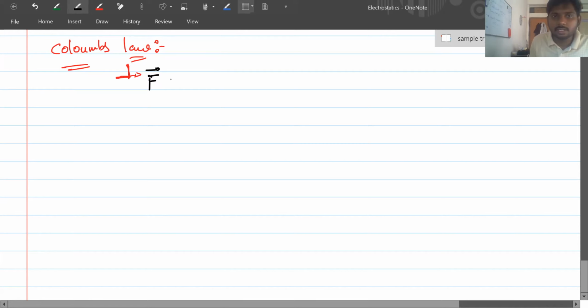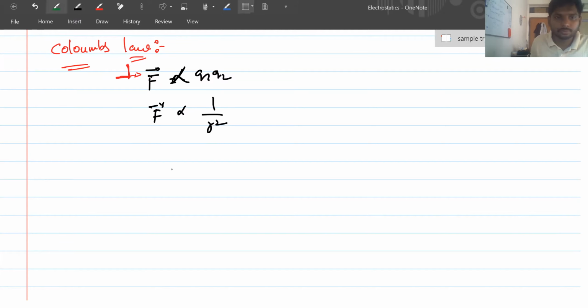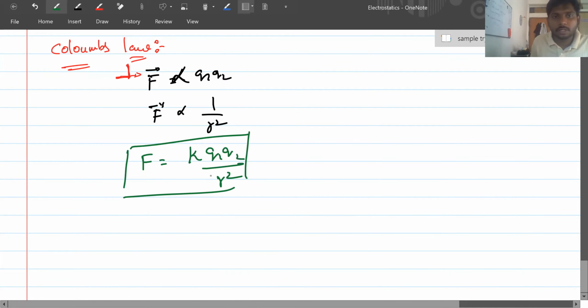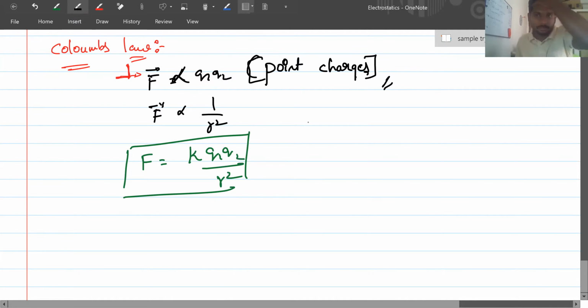Coulomb's law says that the force between two point charges is directly proportional to the product of the charges and inversely proportional to the square of the distance. F is equal to K Q1 Q2 by R square is the formula of it. But the point is, if you remember, it is for point charges, not any bodies. Wherever you see different kinds of bodies, you cannot directly apply K Q1 Q2 by R square. These are for point charges.